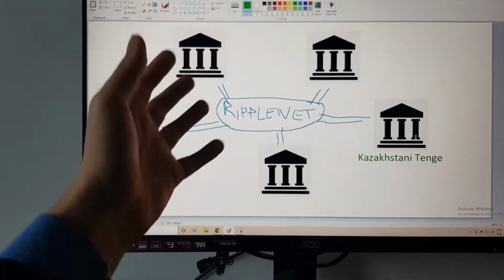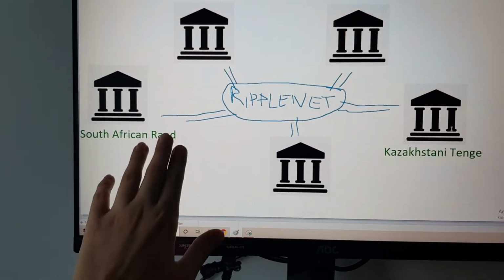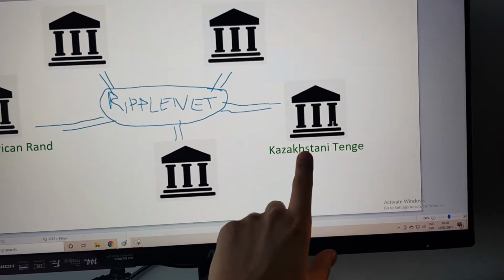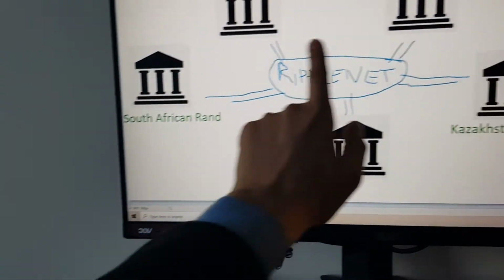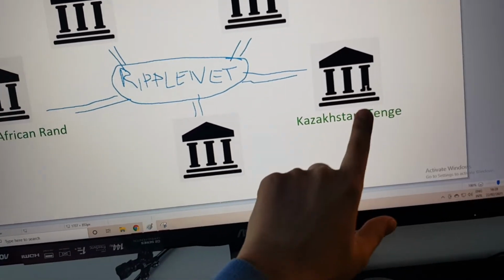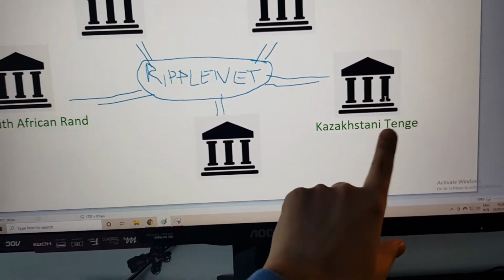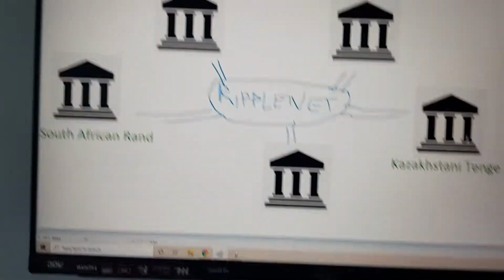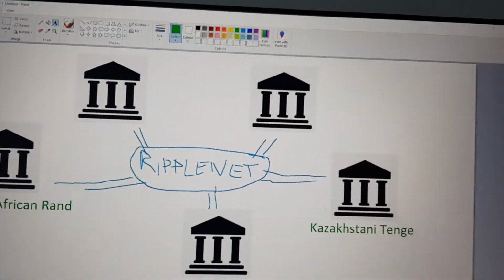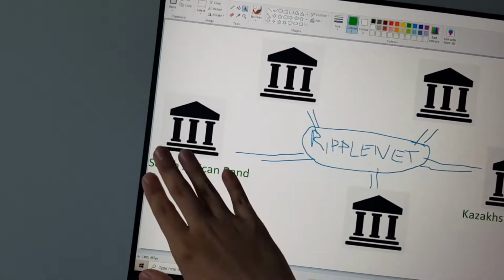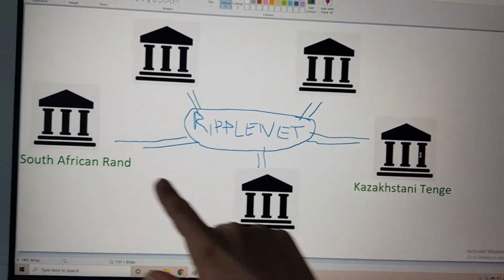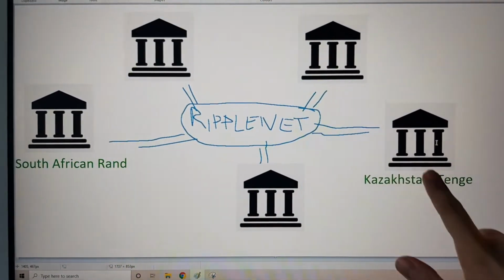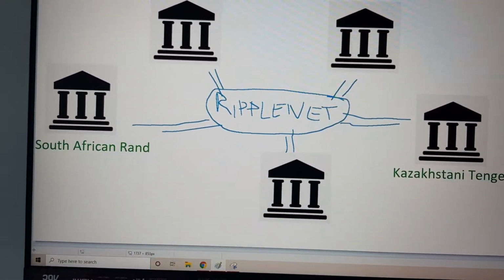So let's go back to the paint diagram. Let's say you have South African Rand and you want to convert it to Kazakhstani tenge, or basically you have an account in South African Rand and you want to send money into Kazakhstan and have it debit itself in the local currency. Well, how can you do it using RippleNet? Obviously, this bank here isn't going to accept South African Rand since they only work with Kazakhstani tenge. So somewhere the Rand needs to be converted into Kazakhstani tenge. So how do they do that?